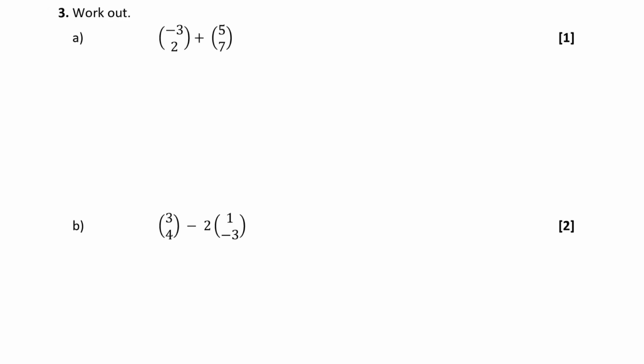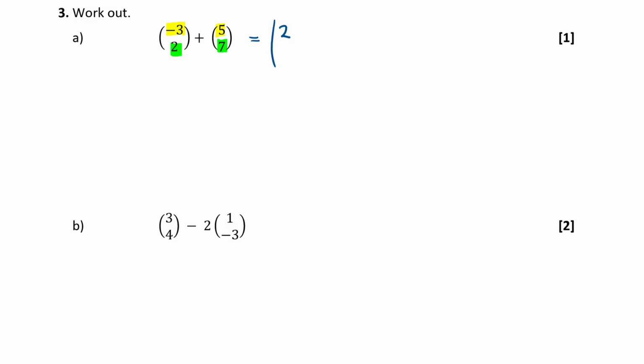2 plus column vector 5, 7. Now when you are adding, subtracting column vectors, you add and subtract the same spot in both. So I'm going to add that minus 3 there, that's the x value, isn't it, to the 5 there in the second column vector, and negative 3 plus 5 is 2.